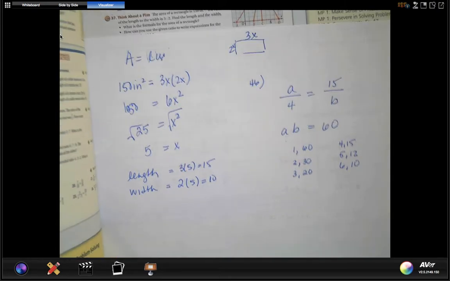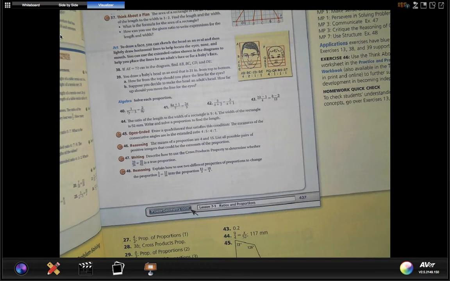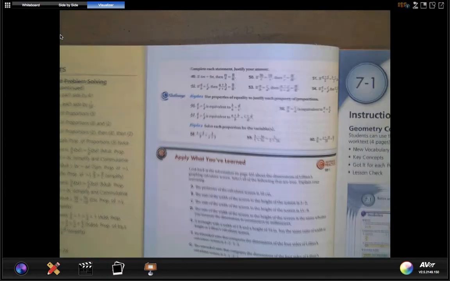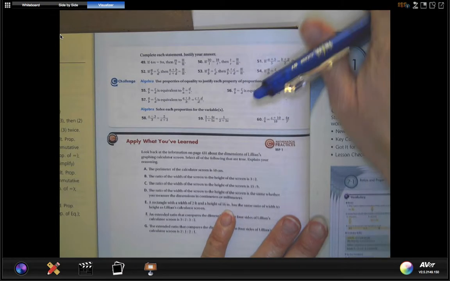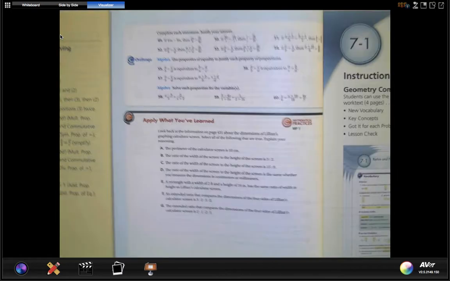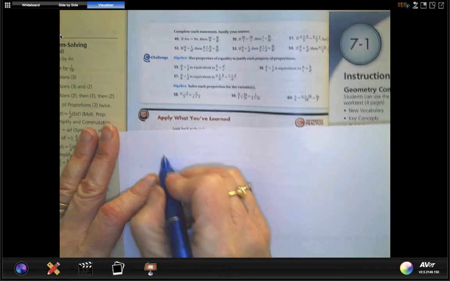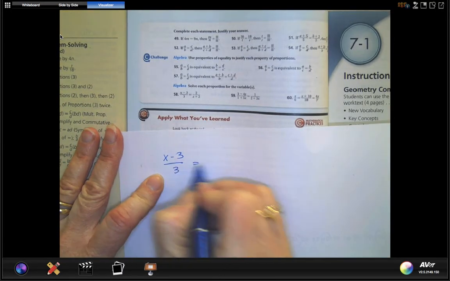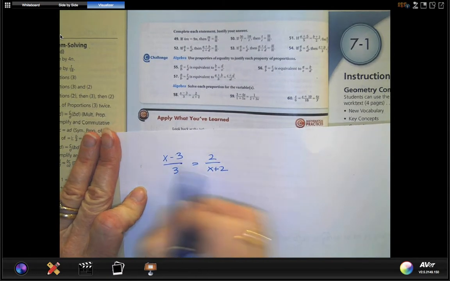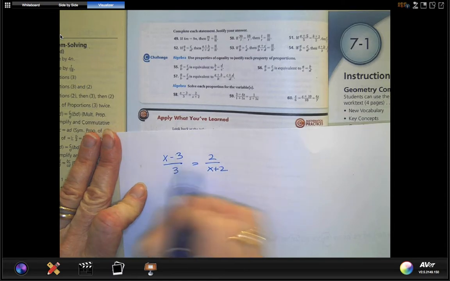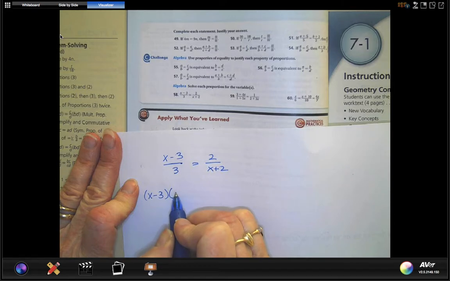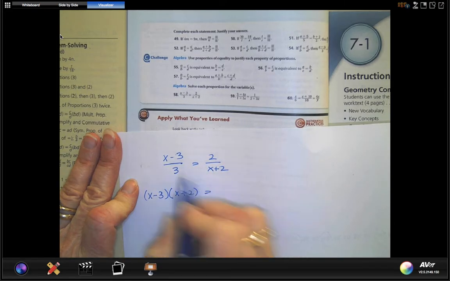All right, and then I said we were going to do 58. This one is the fun one because it has a quadratic equation in here. So this is where you guys sometimes forget things. When I cross multiply here, I'm going to cross multiply the x's first. It doesn't really matter. I just like to have my x's on the left. And then 3 times 2 is 6.